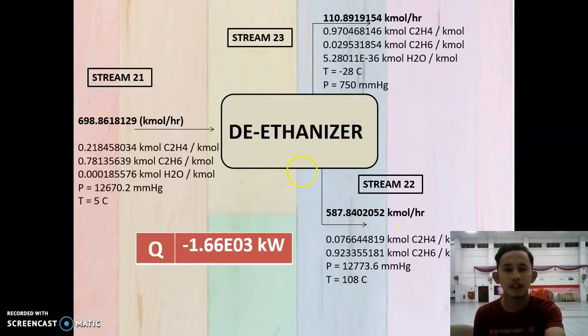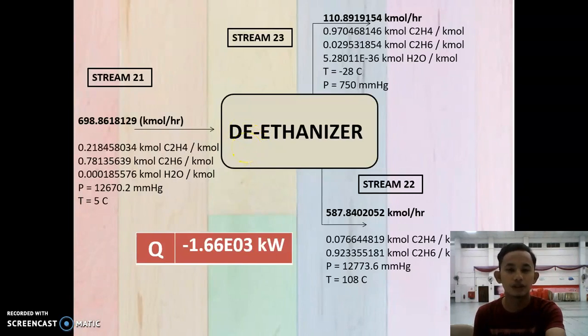So for the deethanizer, the temperature inlet is 5 degrees Celsius and the pressure is 12670.2 mmHg. And for the vapor streams, the temperature is negative 28 degrees Celsius and the pressure is 1 bar, only 1 bar.